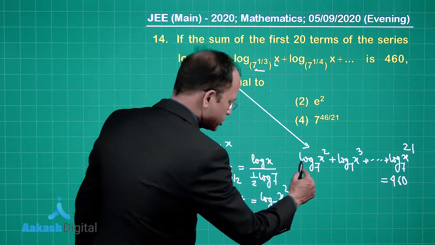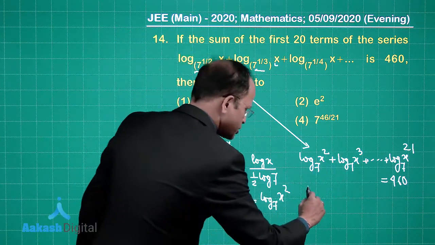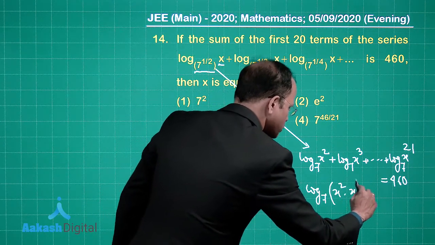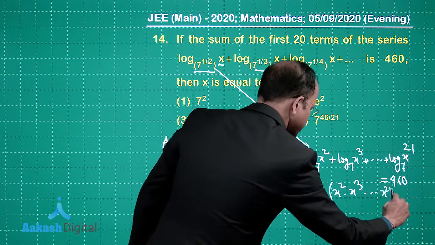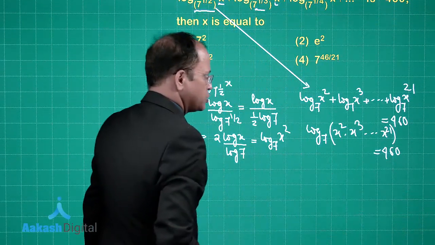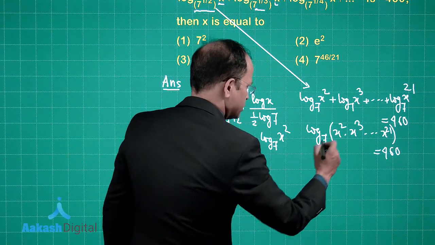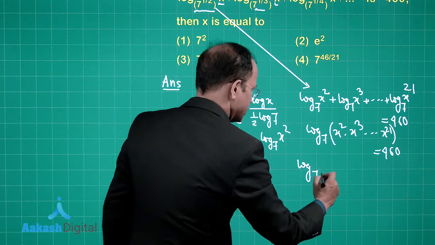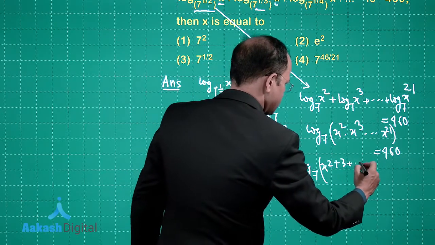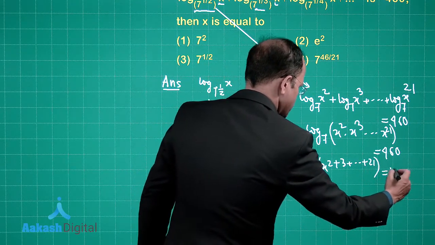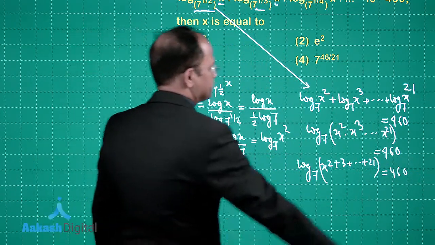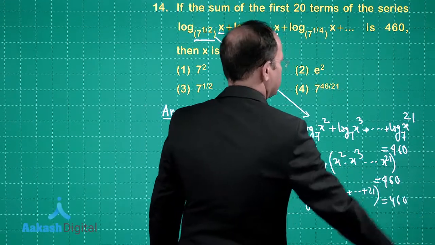Now, if I talk about this log property, this can be written as log base 7, and this is x square into x cube into up to x raised to the power 21, is equal to 460. So this comes out to be log base 7, and this is again x raised to the power 2 plus 3 plus up to 21 terms, which is 460. So what can be the calculation we can have?